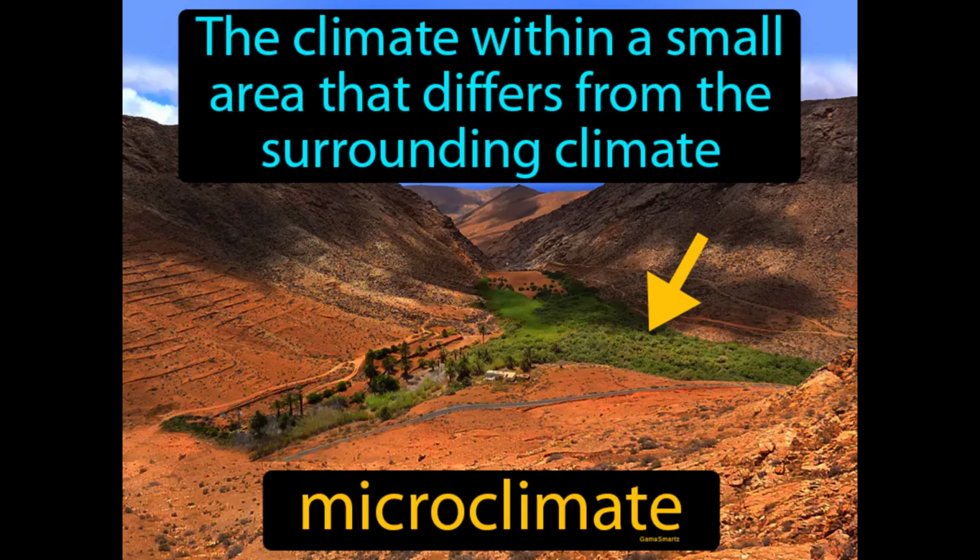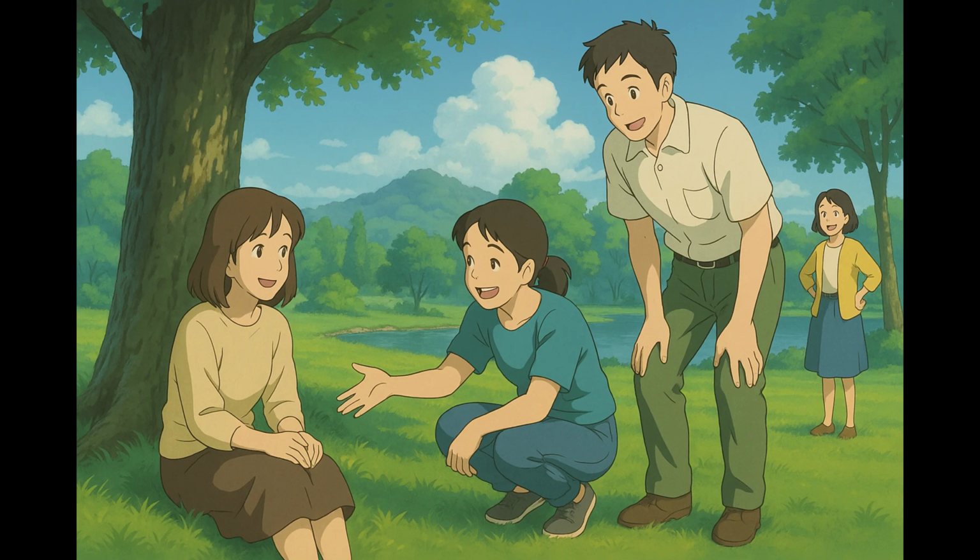The climate within a small area that differs from the surrounding climate. Microclimate is a localized climate that can vary significantly from the larger area around it due to specific conditions like terrain, vegetation, or water bodies. Imagine you're trying to find a comfortable spot in a crowded room where the temperature feels just right. This is similar to how microclimates work, where a specific area has a different climate than the surrounding region.